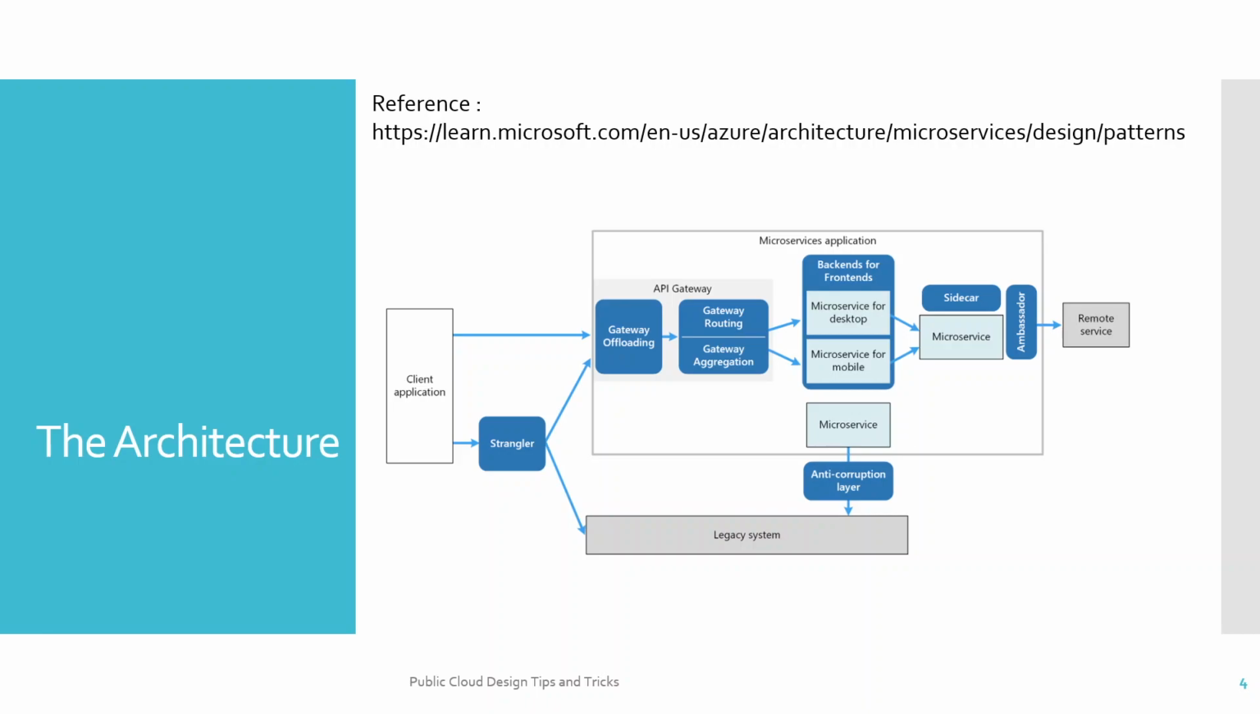And when two systems or two services are communicating with each other, you can always come across anti-corruption layer kind of patterns. So these are a few examples. Let's discuss them one by one.